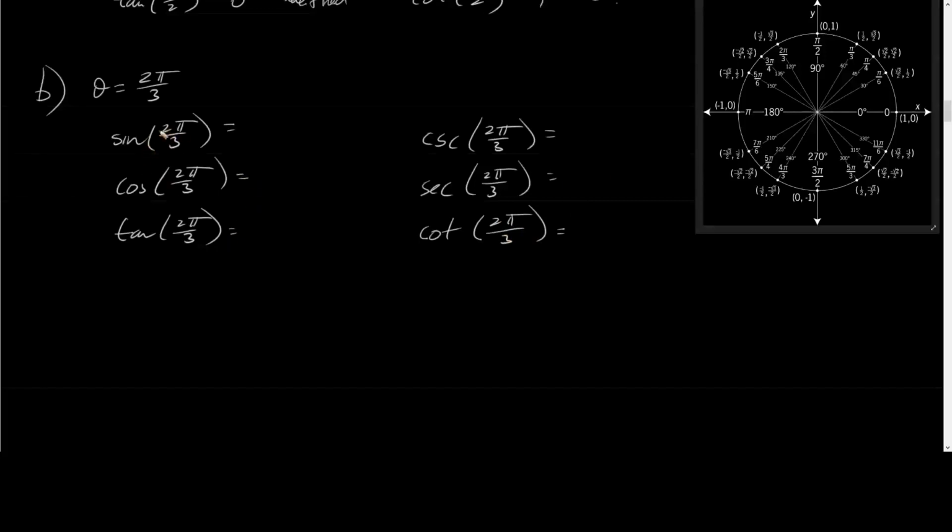So for sine of 2 pi over 3, we're first going to go to the angle of 2 pi over 3. And we're going to say sine is the y value. Cosine is the x value. So sine is the y value, so radical 3 over 2. Cosine is the x value, so negative 1/2. Tangent is sine over cosine, so we're going to say it is radical 3 over 2 over negative 1/2.